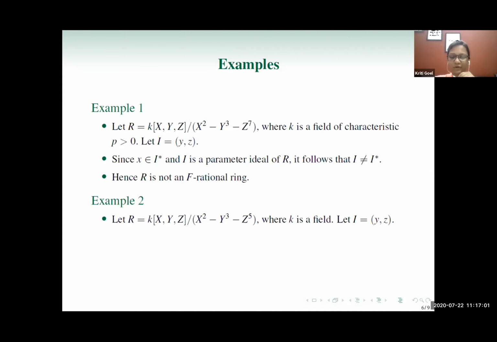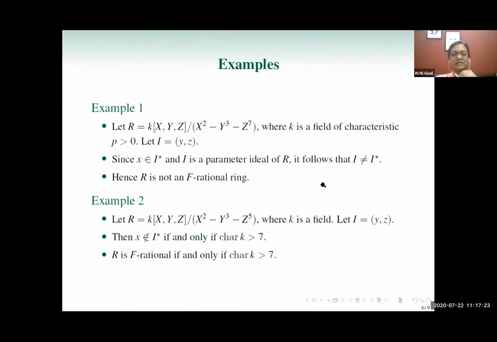Example 2 requires some work, and this is what is proved over there. They prove that x is not in the tight closure if and only if the characteristic of the base field K is strictly bigger than 7. So this computation is characteristic dependent. In particular, it is proved that the ring is F-rational if and only if the characteristic is at least 7.